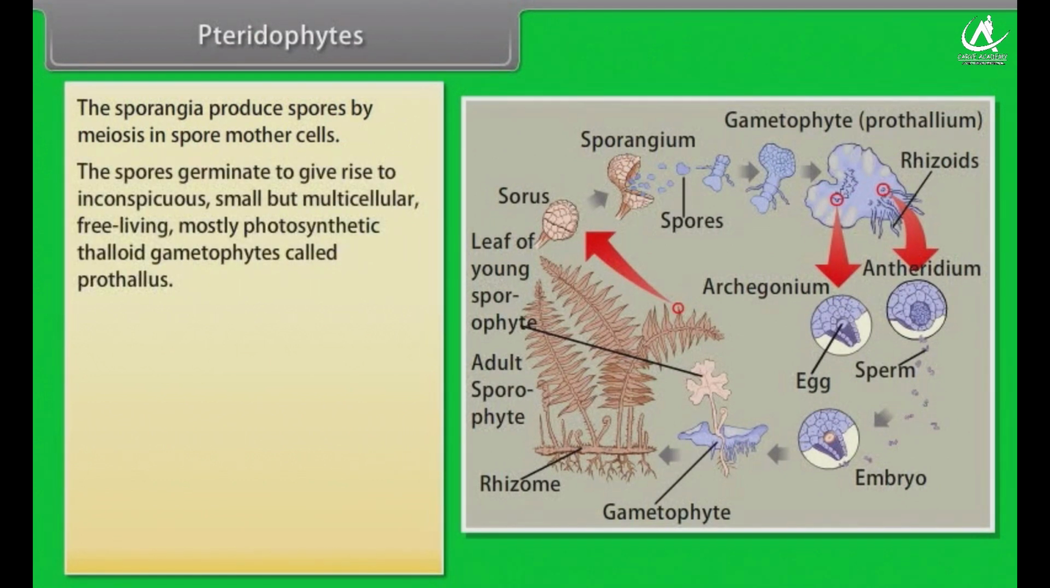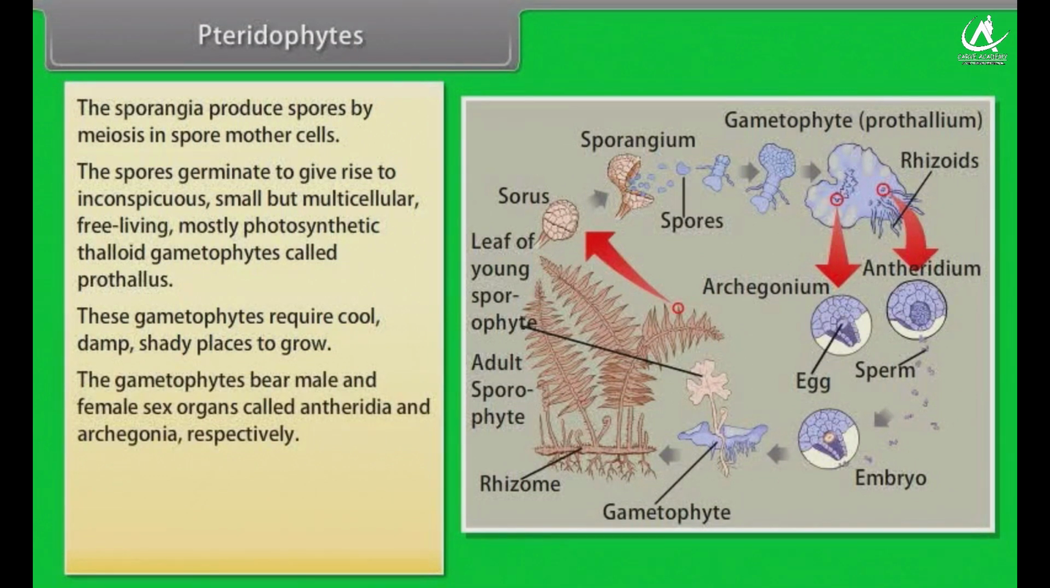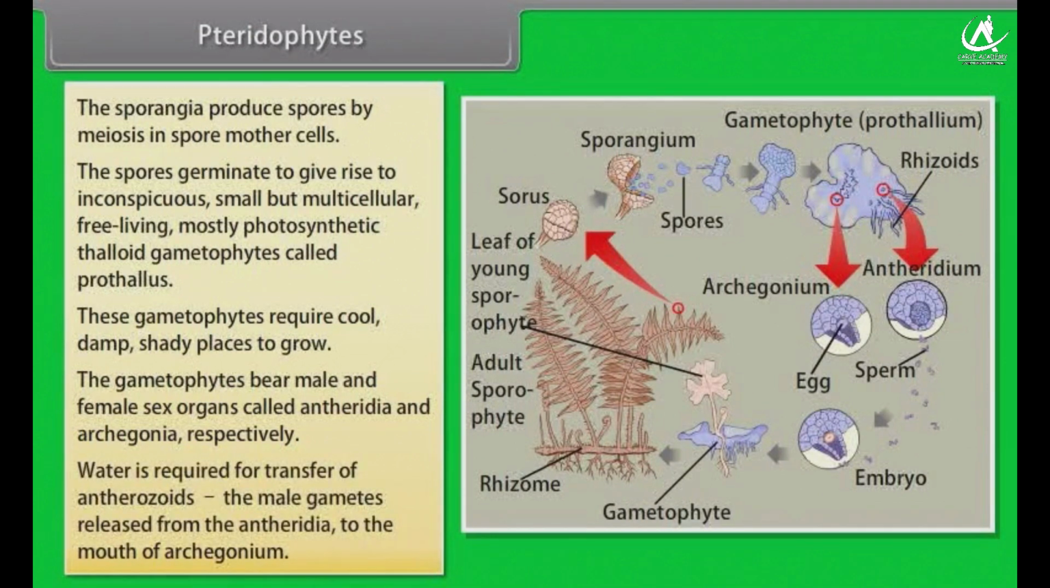The spores germinate to give rise to inconspicuous, small, but multicellular, free-living, mostly photosynthetic thalloid gametophytes called prothallus. These gametophytes require cool, damp, shady places to grow. The gametophytes bear male and female sex organs called antheridia and archegonia, respectively. Water is required for transfer of antherozoids. The male gametes are released from the antheridia to the mouth of the archegonium.